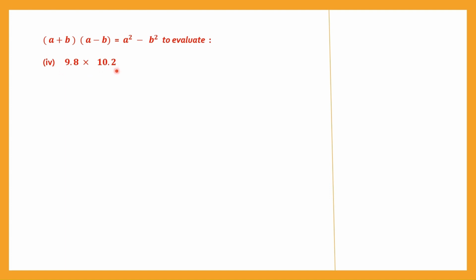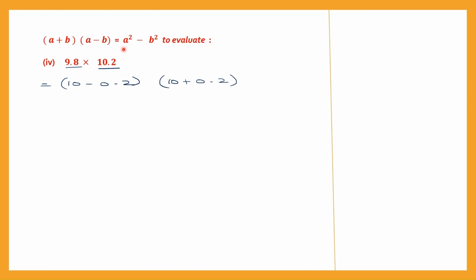Look for the bigger number. The bigger number is 10.2. So 10.2, I can write it as 10 plus 0.2. Isn't it? So this is 10 plus 0.2, that becomes 10.2. That means 9.8 will be the same thing, 10, but this time it's minus 0.2. So now we have got it in this format, a plus b into a minus b.